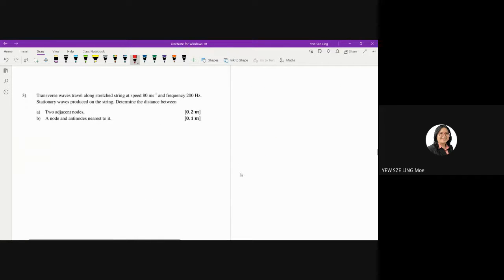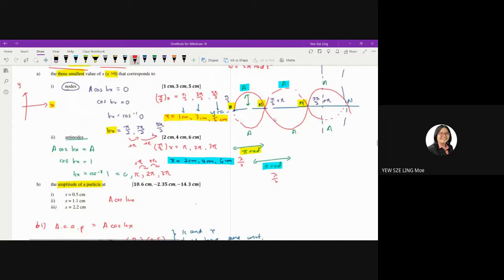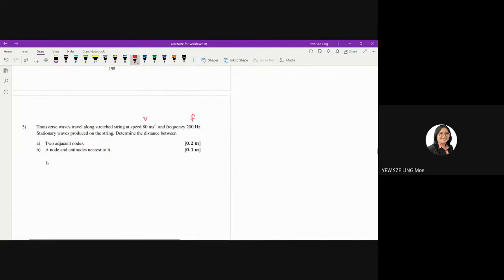So now let's look at question 3. Question 3 is just a very, very simple question. A transverse wave travels along a stretched string at a speed. You are given the speed and the frequency of 200 hertz. A stationary wave is produced on the string. Determine the distance between two adjacent nodes. If you understand the diagram above, for two adjacent nodes, the distance between them is lambda over 2. Whereas for the following question, the distance between a node and an antinode that is nearest to it is just lambda over 4. If you understand this concept, then straight away you can solve the questions. But of course, you need the lambda first.